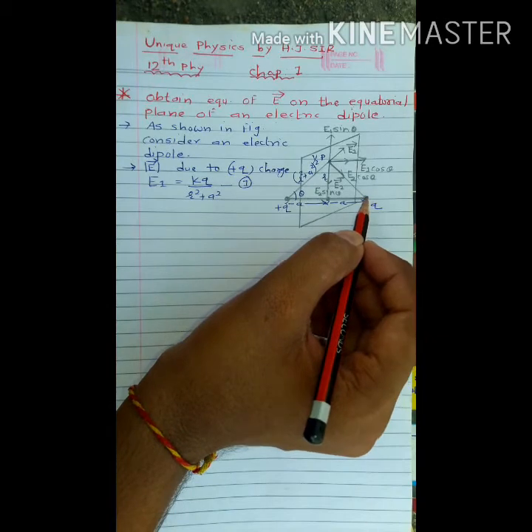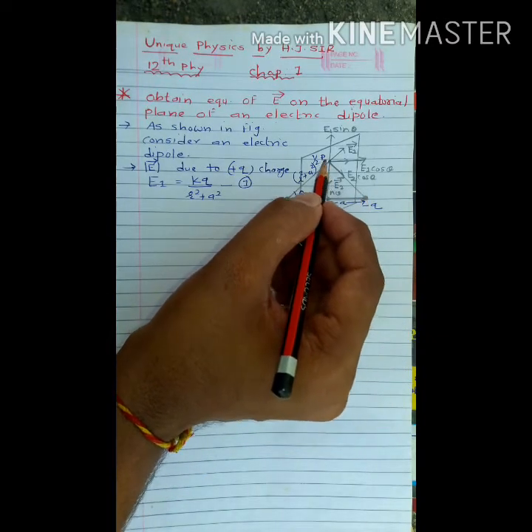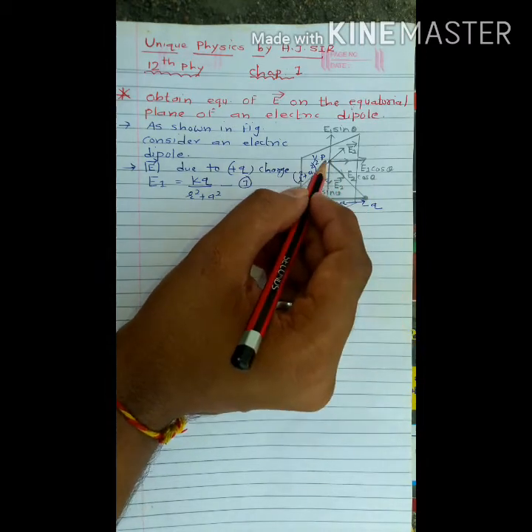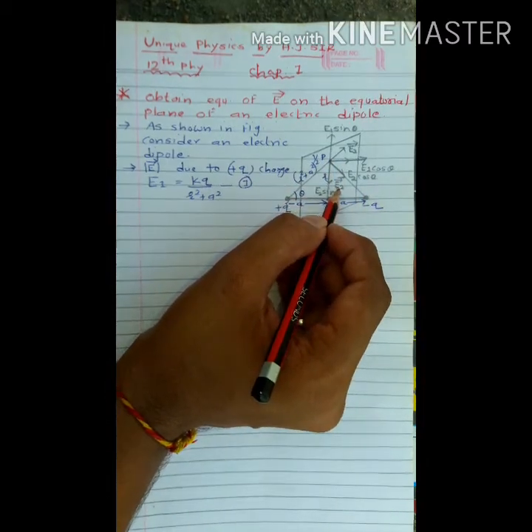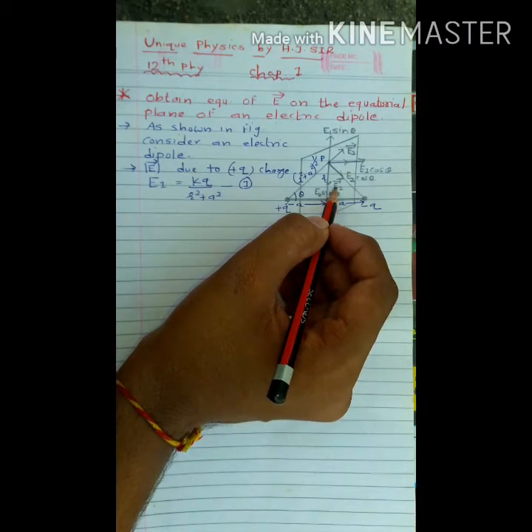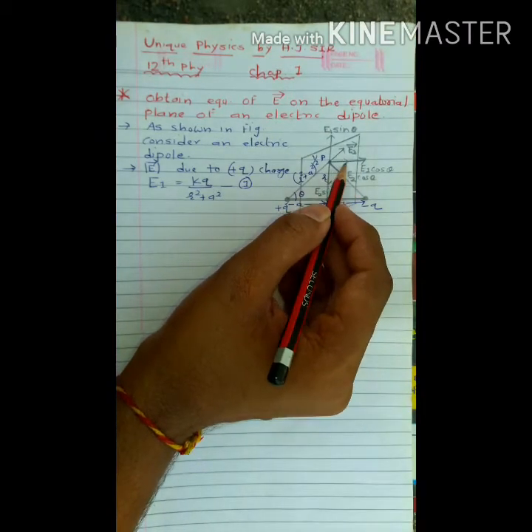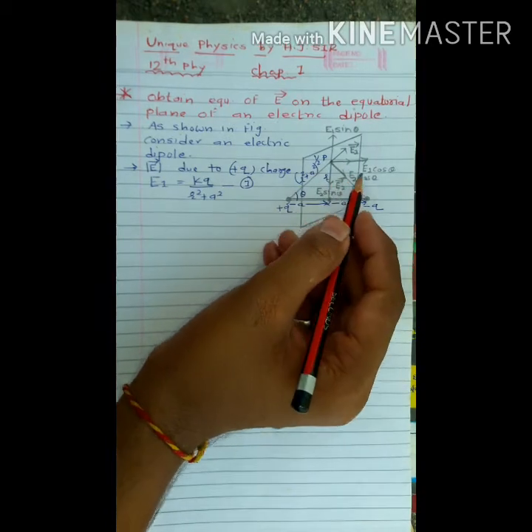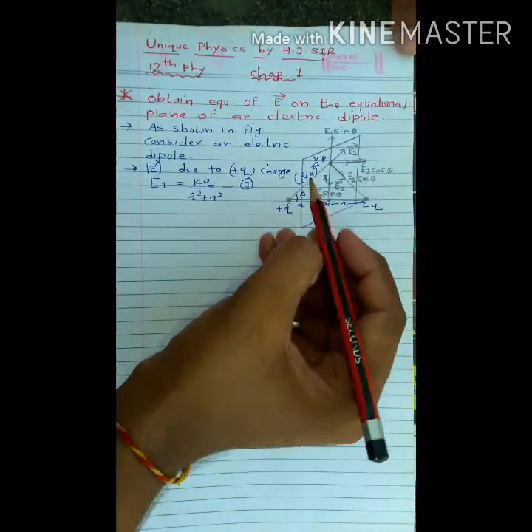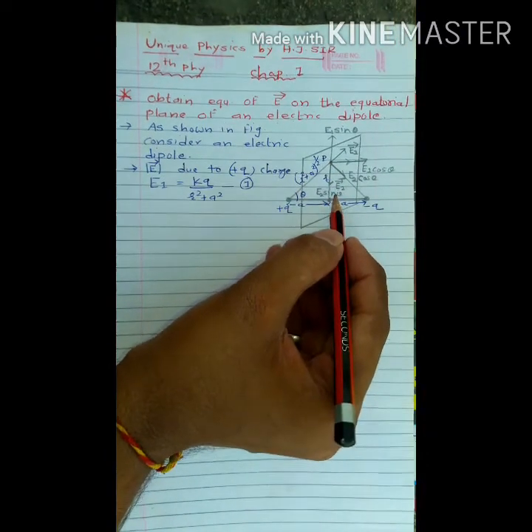Similarly, here we have minus q charge. The direction of electric field due to minus q charge is always radially inward. So this is our direction of vector E2. Again we will resolve this vector quantity into two components. The parallel component is E2 cos theta, and the normal component is E2 sin theta.